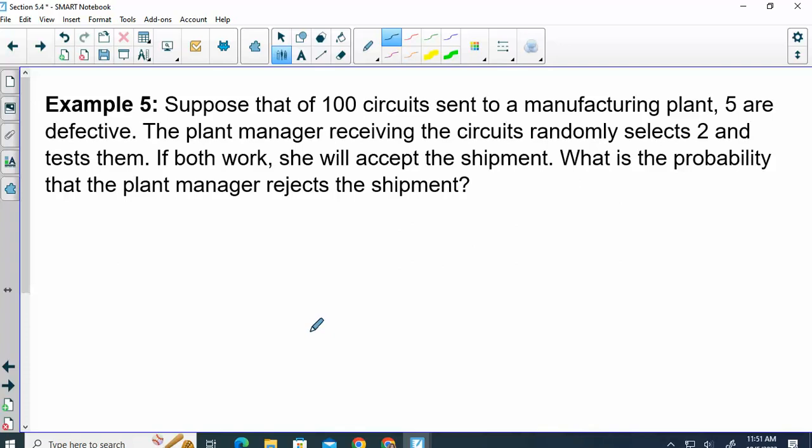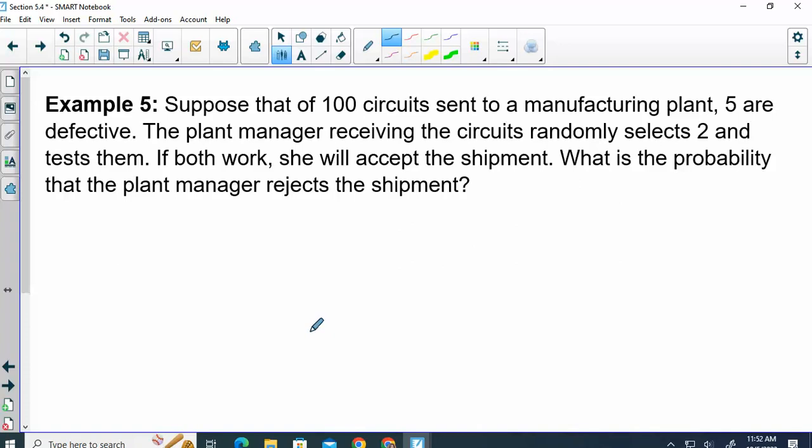Suppose that of 100 circuits sent to a manufacturing plant, 5 are defective. The plant manager receiving the circuits randomly selects 2 and tests them. If they both work, she will accept the shipment. What is the probability that she would reject the shipment?